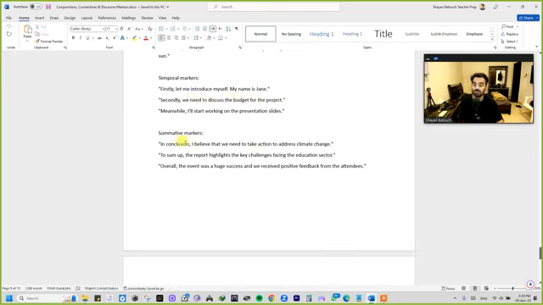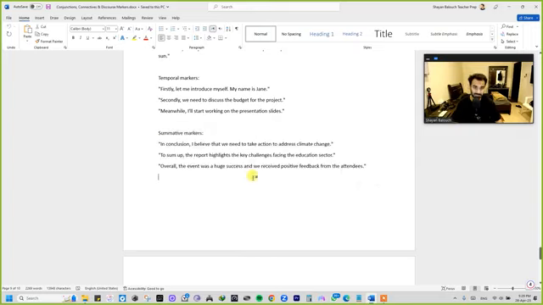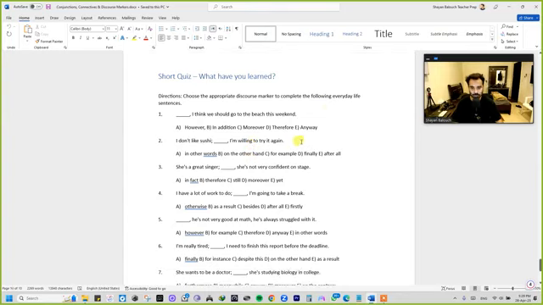Then summative markers to tell of the conclusion. Now, here's a good one. In conclusion, I believe that we need to take action and address climate change. But let me tell you again, they are taken from somewhere, because before them, there must be some sentence or some context. Okay, so now we are having a short quiz as well. So what you have learned so far.